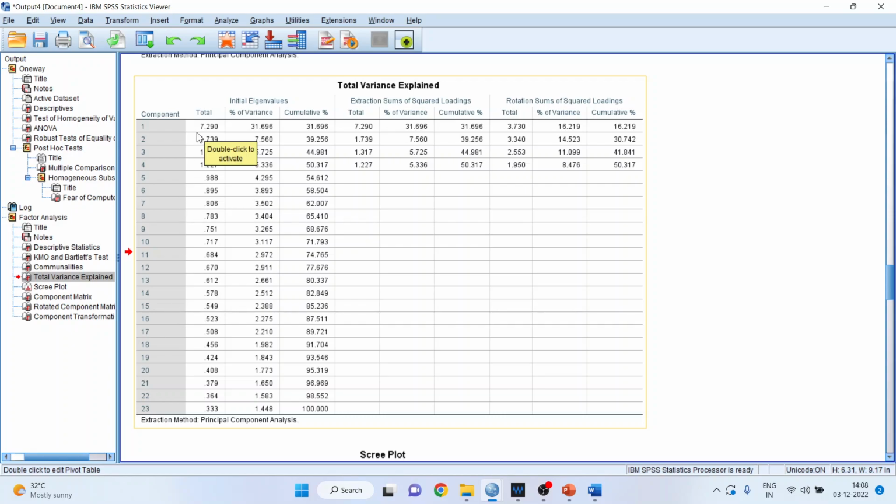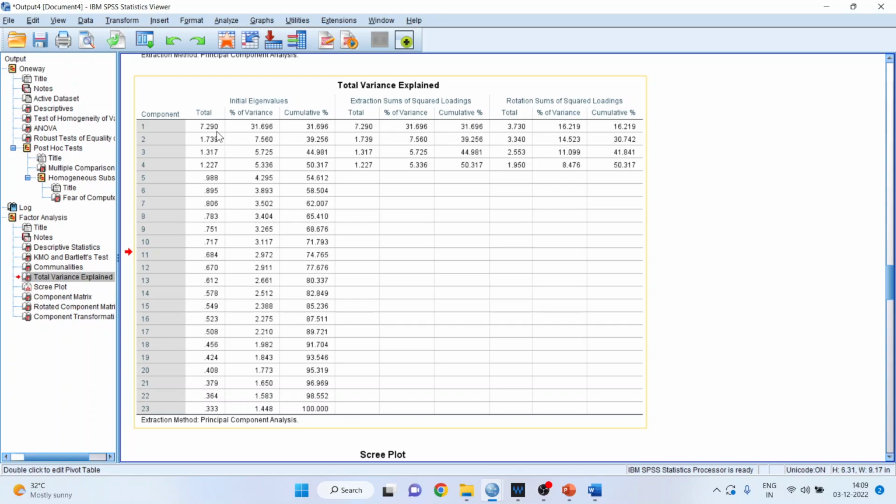Then the first component is now having the eigenvalue 7.2, which is more than 1. Second is 1.739. Third is 1.317. And fourth one is 1.227. So these four components are having an eigenvalue more than 1, and that is a threshold limit which was specified. Now when you do the total of this column, it will be exactly 23.